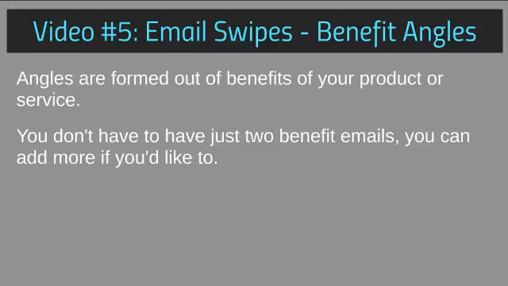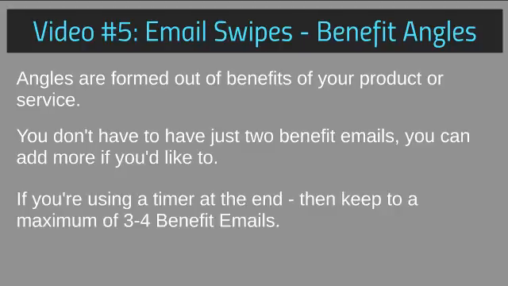Now, if you're using a timer at the very end, for example a countdown timer, and you're closing the offer at the very end, I would probably try to keep it to a max of 3 to 4 benefit emails. If you want to test it with more emails, that's fine, but generally speaking, I find 3 to 4 emails is a sweet spot if you are using a timer. If you're not using a timer at the very end, meaning you're not going to close down your offer, then you can use 5, 6, 7, 8 or more benefit emails.